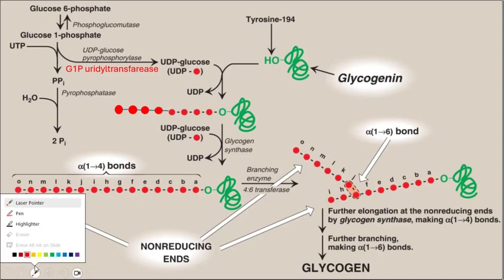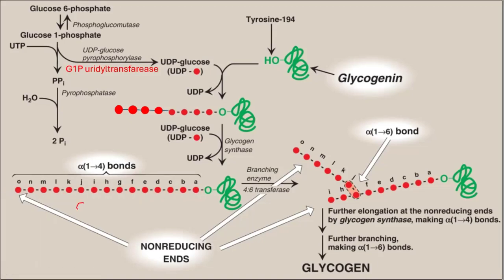Rather, it would give us a polysaccharide which is found in plants known as amylose. So amylose does not have the branching points. It simply has those alpha 1,4 glycosidic linkages, okay? But glycogen, on the other hand, has branching points.